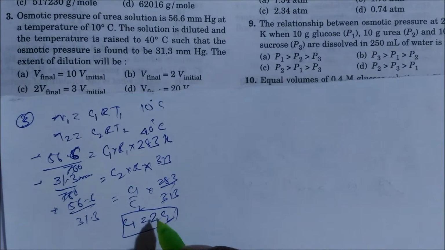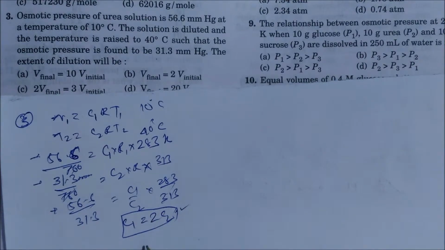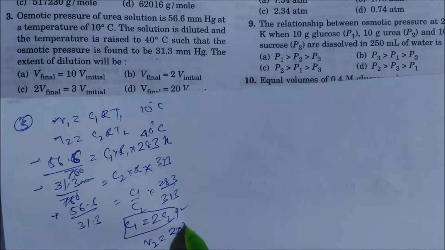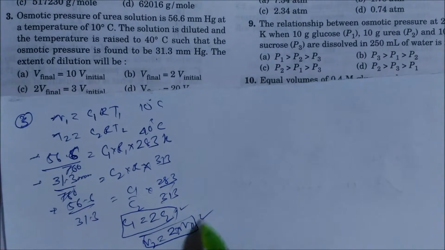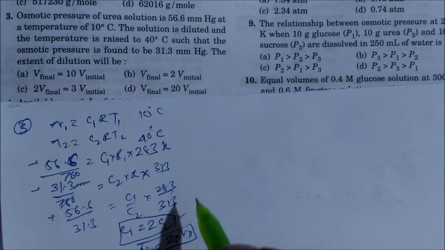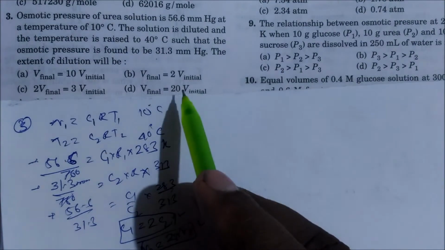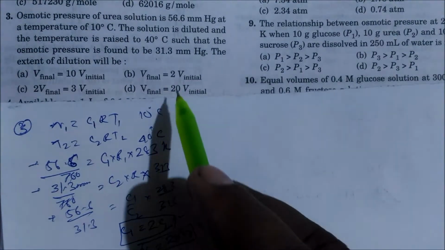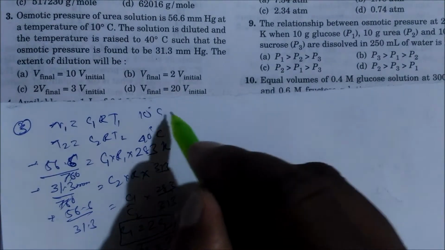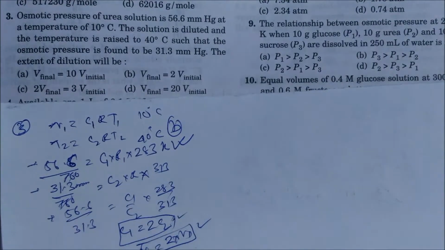This is the ratio. So if the concentration of the second solution is doubled, we can say V2 is equal to 2 into V1. So this must be doubled. So if you see all our options carefully, B is our answer. This is double volume is given, so B option is correct.